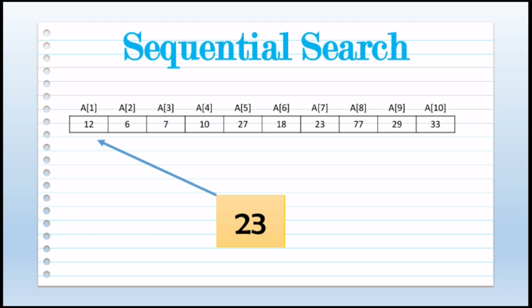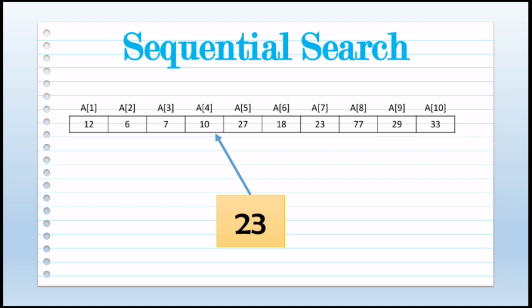That means we will sequentially move to the next element. Now we will compare our searching element with the second element. Is 6 equal to 23? No, again the condition is false. Now we will move to the next element and compare. Is 7 equal to 23? No, again the condition is false. The next element is 10. Is 10 equal to 23? No, the condition is false.